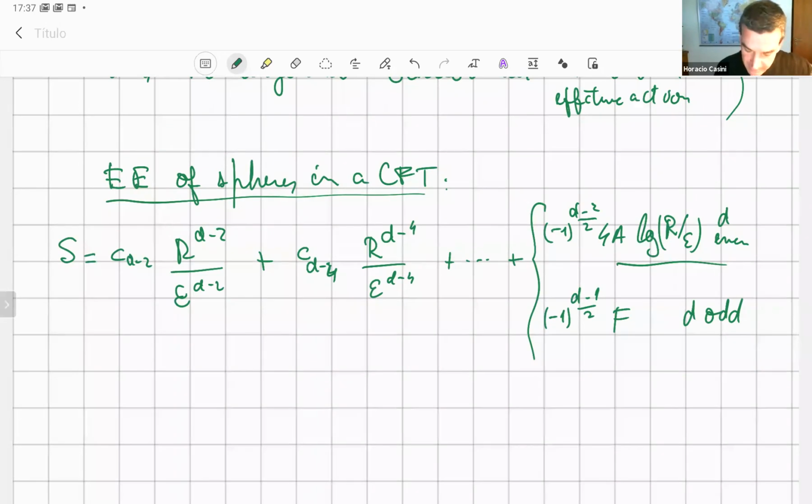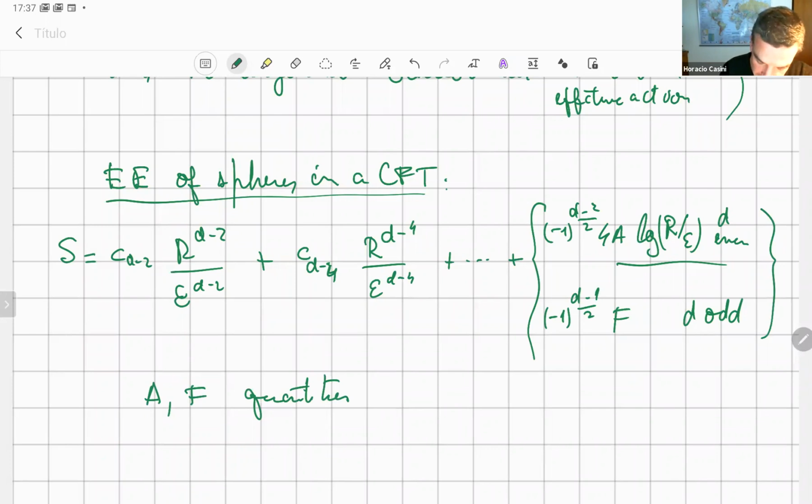And what are these? So the irreversibility theorem will be about these A and F quantities, which are dimensionless, are the last terms in the expansion of the entropy of spheres. In particular, this A is equal to the Virasoro central charge over 12 for D equal to 2.